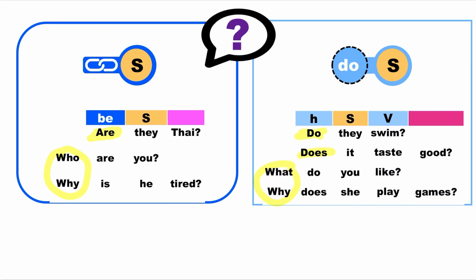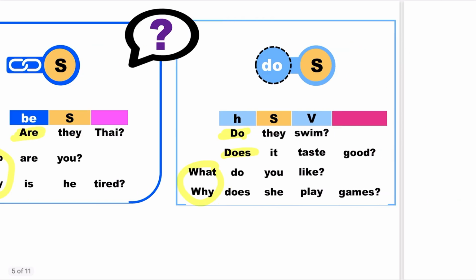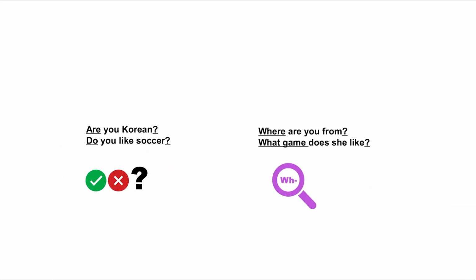Questions start different than sentences. In a question, the first part is the thing we don't know. Are you Korean? Is this verb true or false? Yes or no? Or do you like soccer? Do you? Yes or no? When we start with the verb, it's just a yes or no question.